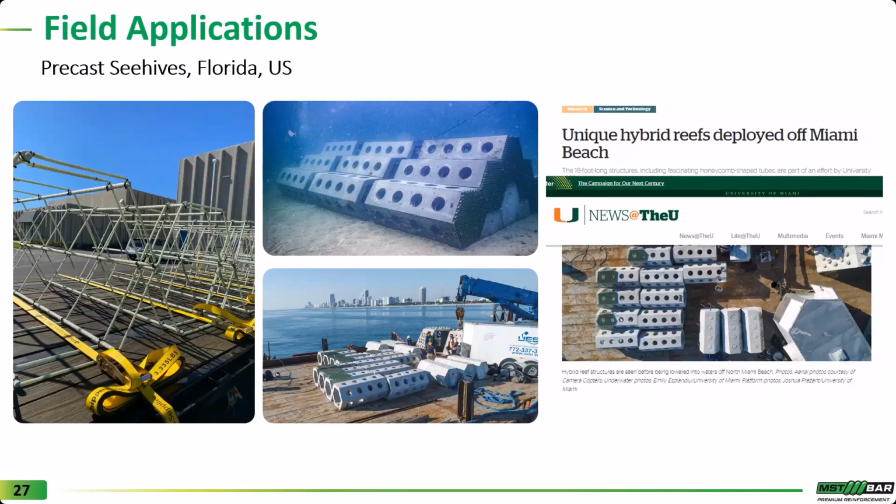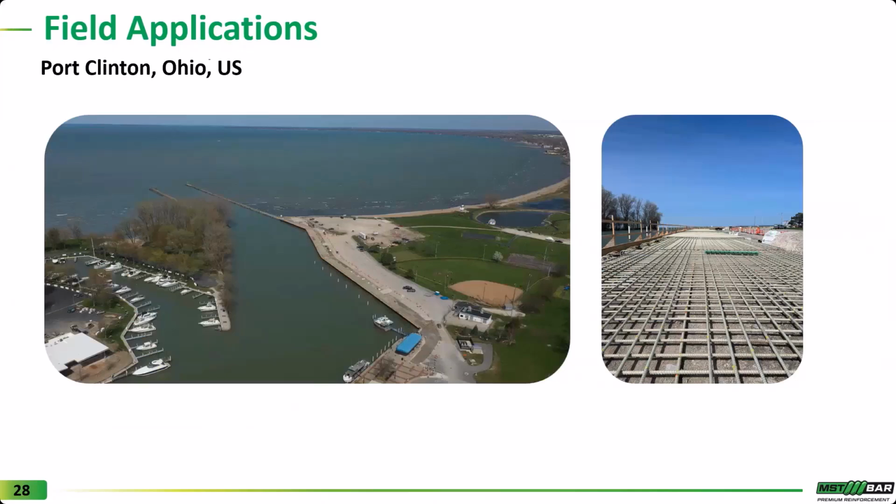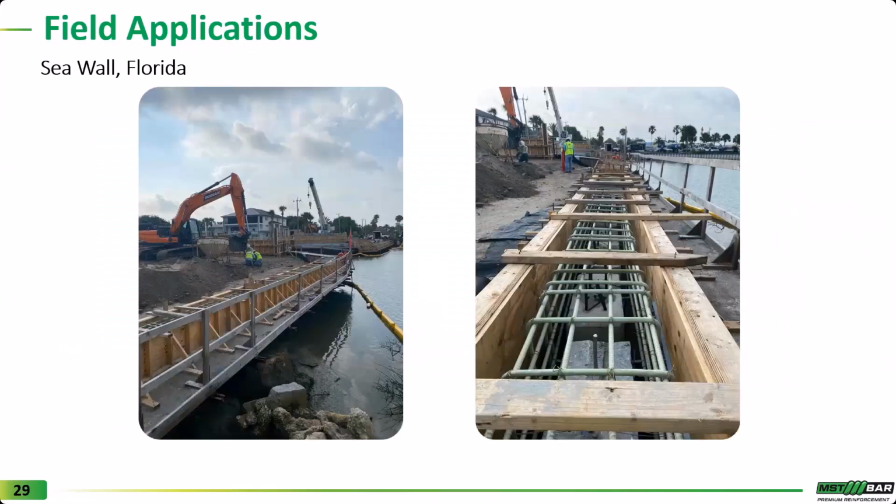Those sea hives are all 3D printed, and we had to meet very tight tolerances when we were producing the bent part for this project, and we successfully finished and completed this project without any issues or delays in construction. Another example of coastal construction, Port Killington in Ohio, 1.2 miles of port was reinforced with MST bar.